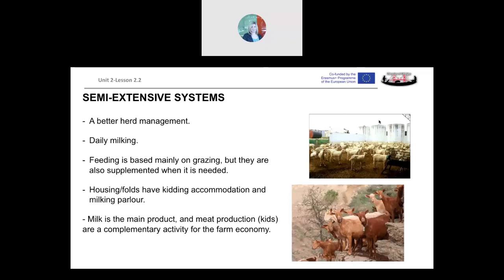The feeding is based mainly on grazing, but they also have some supplementation in some season when it's needed. There is accommodation for kids and sometimes for the adults in cold periods or in the night, and usually they have a milking parlor for the daily milking. The milk is the main product, and the meat production, the kids in this case, is the complementary activity for the farm.